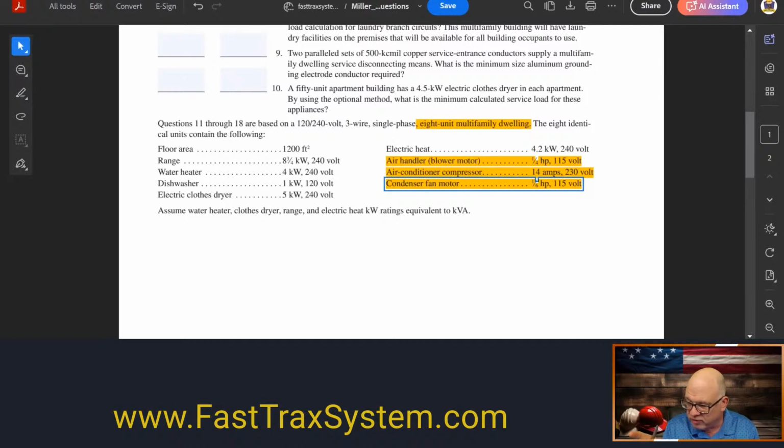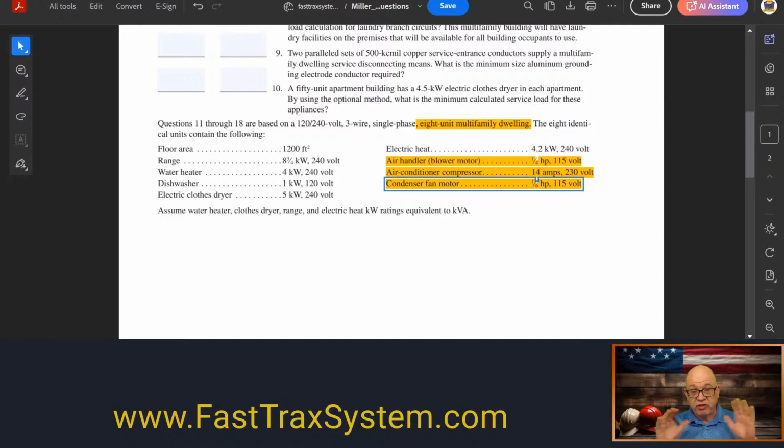And that was 1/6 horsepower or 4.4 amps because we went to 430 dot. What do we go into the code? 430.248 to find that and see that. So we did that. And that was 506 VA. So we're going to add that 506. So that gives me 5,198 VA. Okay. All right.